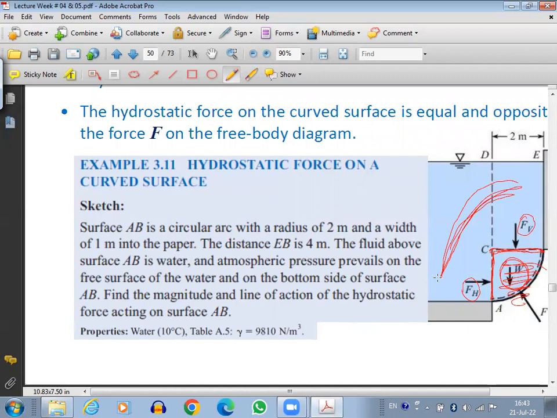Suppose you are standing here and you look from here. How would this projection look? It will look like a rectangle. We're talking about the projection. It will look like a rectangle, and this height will be 2 meters, because 2 meters is the radius. Into the paper is 1 meter. So 2 by 1 meter. If you're standing here, you will look at it like a rectangle, which is 2 meters on this side, 1 meter on this side.